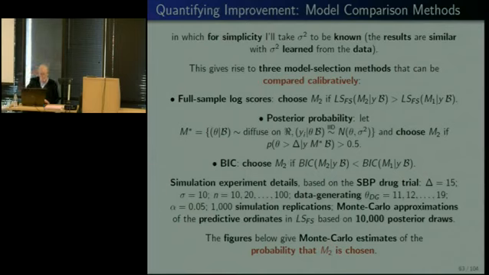I don't know why there's an alpha there. That's a typo. There isn't any alpha happening here. And then I did 1,000 simulation replications for each of those settings.